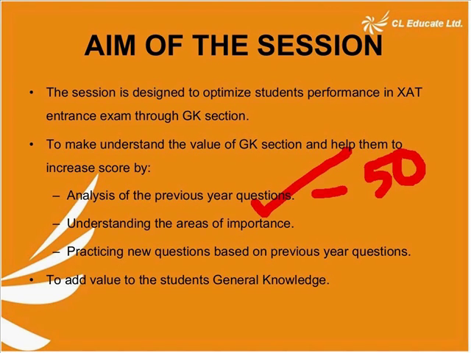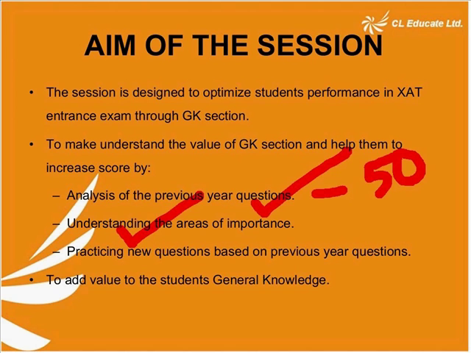Then understanding the areas of importance, that is what we have to analyze, which area to study from, because rejection and selection both are important. Rejection and selection both are important, and that is the most important part.